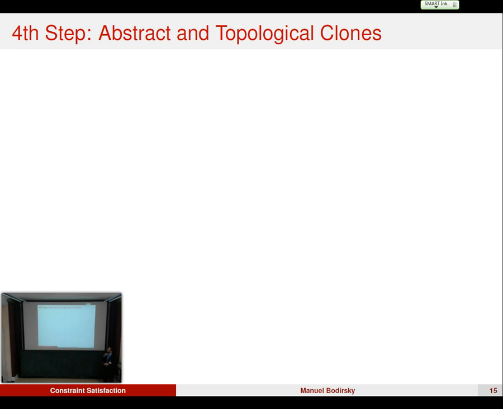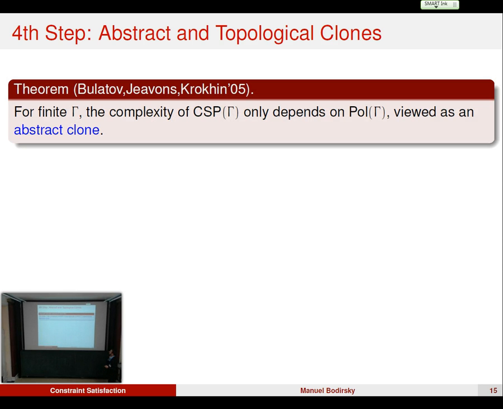The fourth step of the universal algebraic approach. Actually, the complexity of the CSP of an omega categorical structure, or of a finite structure, let's say first, a finite structure Gamma, not only depends on the polymorphism clone, but it depends on the polymorphism clone as an abstract clone. Now, what is an abstract clone?